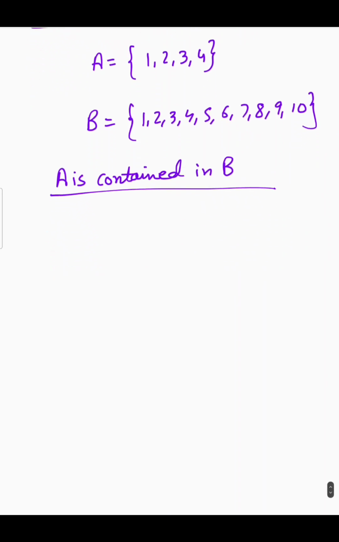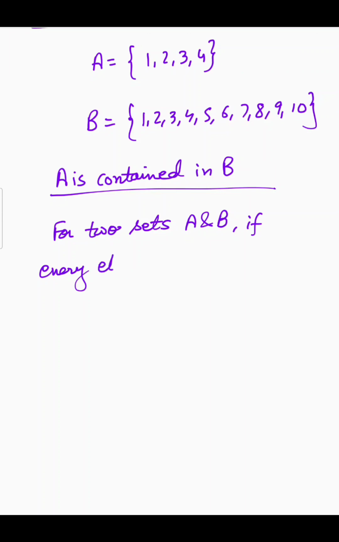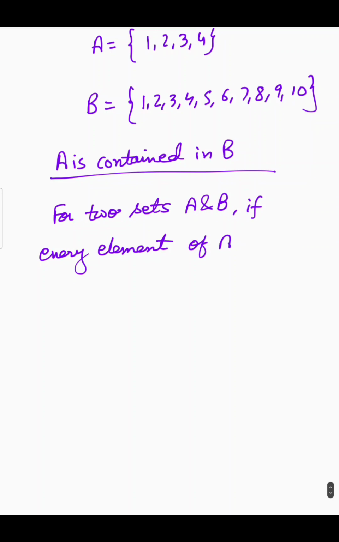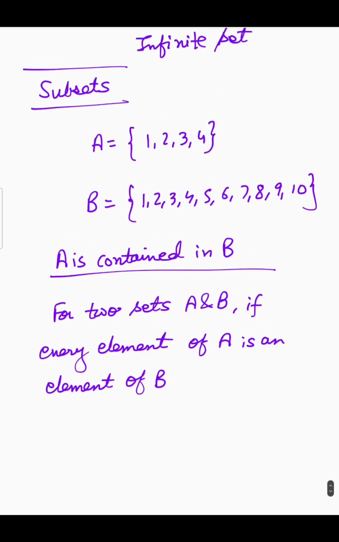So what is the definition of subset? For two sets A and B, if every element of A is an element of B, see here, all the elements of A are there in B.